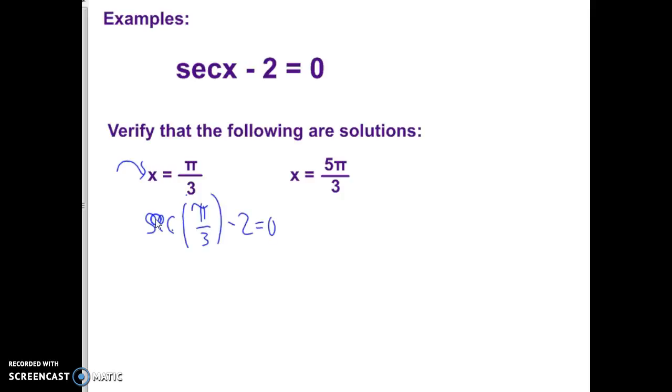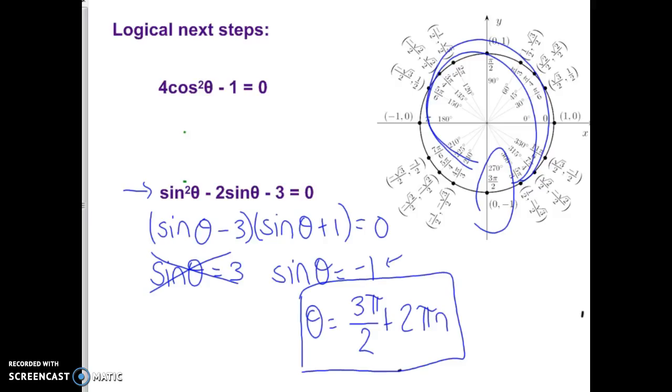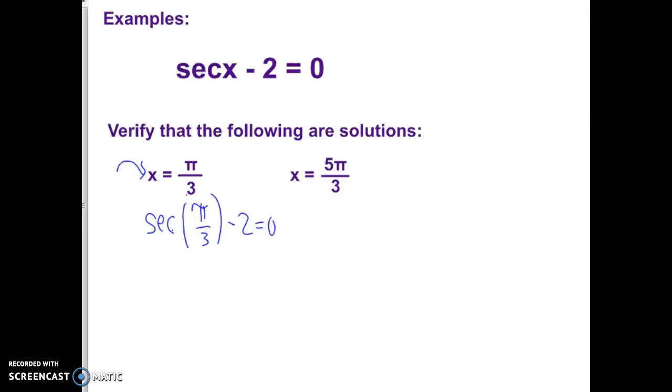So secant, I'm going to go back to my unit circle. Secant is associated with cosine. So let's look at pi thirds. Pi thirds is right here. And 1/2 is the cosine. If 1/2 is the cosine of pi thirds, then secant is going to be 2 over 1, which is 2. 2 minus 2 is 0. Yep, it works.